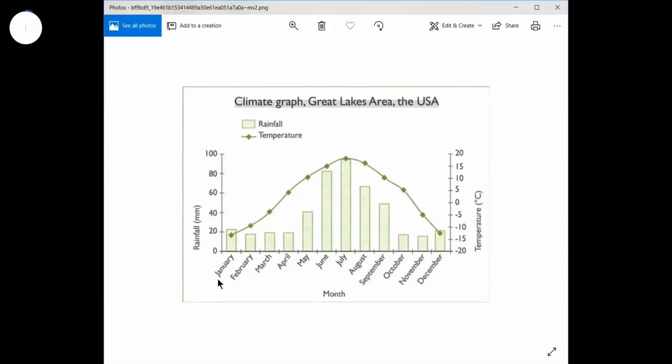It starts with 0, and then somewhere in the middle, it reaches 40 and 60, and on the top, it is up to 100 millimeter. On the right-hand side, we have temperature, which has been labeled in degrees Celsius. It starts with -20, 0, and on the top, it is 20.